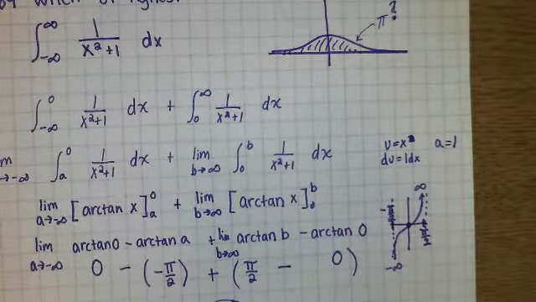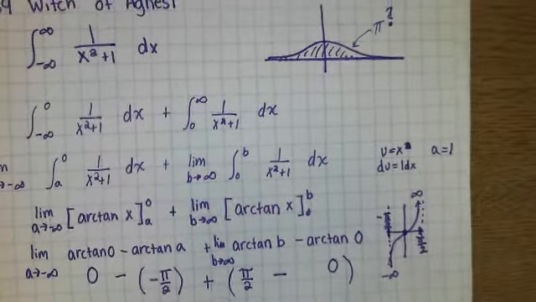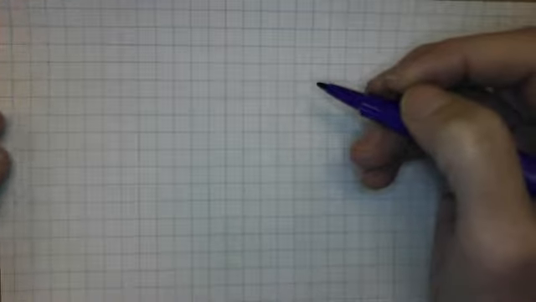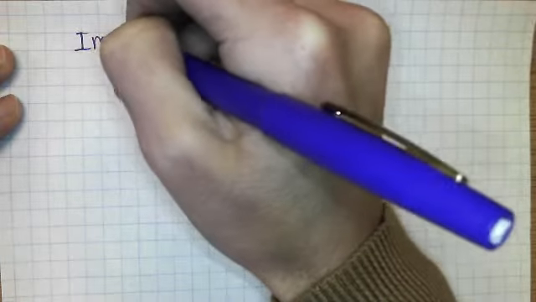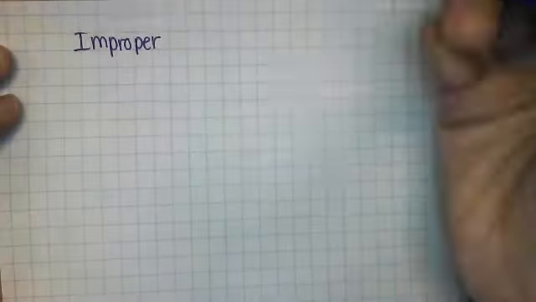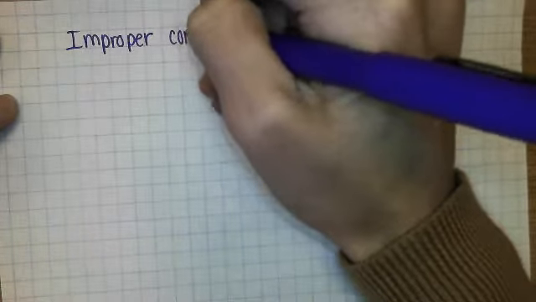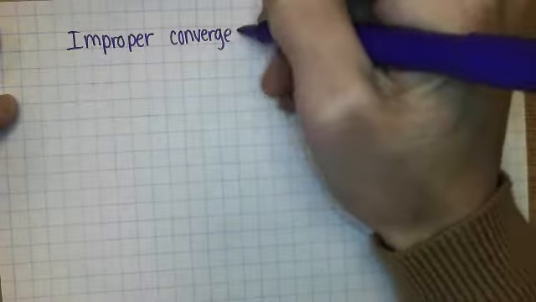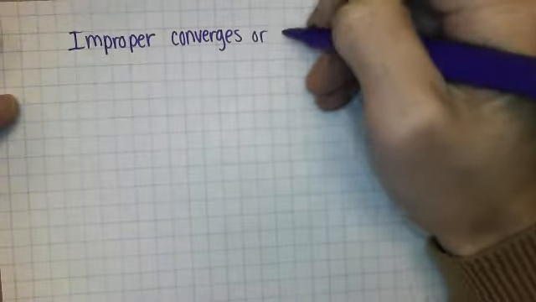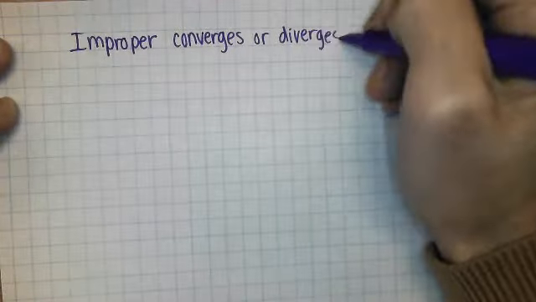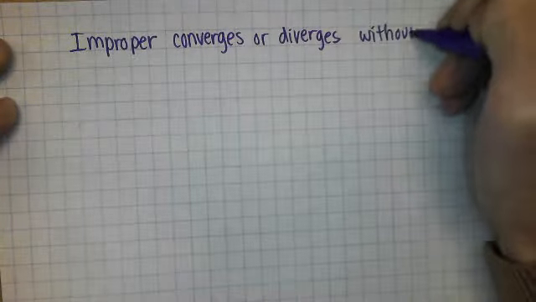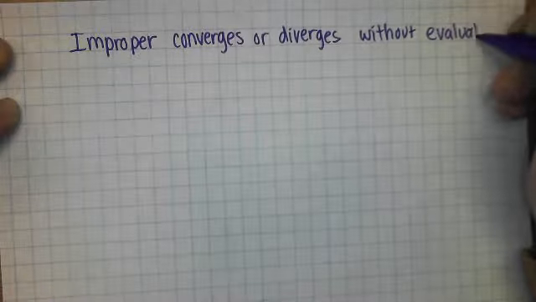All right, today we are going to be talking about the last part of the lesson, and the question that we want to answer is, how could we tell if an improper integral converges or diverges without doing the work? Converges or diverges without evaluation. Is there a way that we could do that?